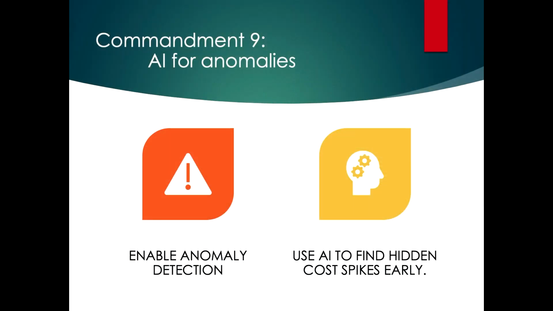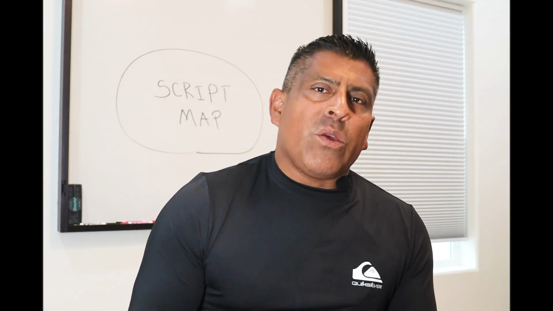Commandment number 9, AI for anomalies. Enable anomaly detection. Use AI to find hidden cost spikes early. There's anomaly detection that you can turn on and you can turn it off. You can use AI. There's a lot of different things. I think I'm going to be doing a video on how you can create an agent, on how you can check or look for specific things.